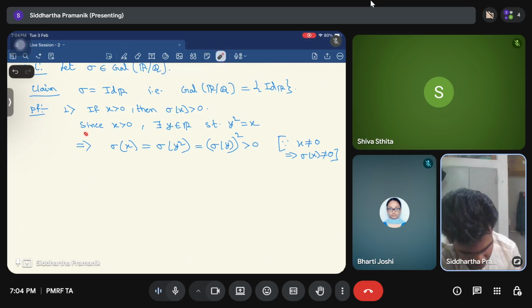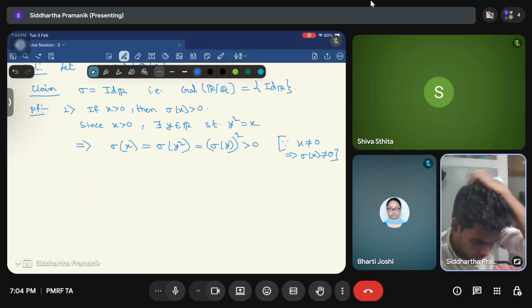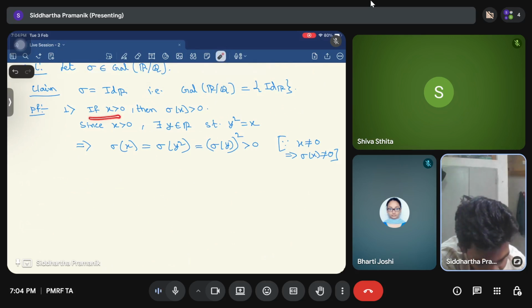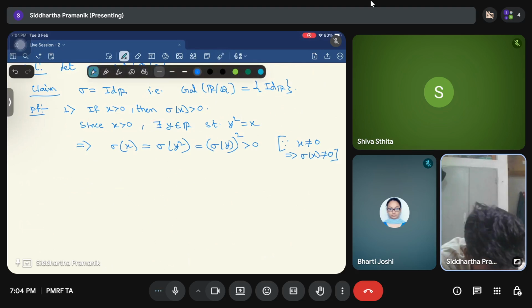So we are using this result from analysis. You can go to any real analysis book. So sigma maps positive real numbers to positive real numbers. This is the first thing. Second, sigma is increasing.